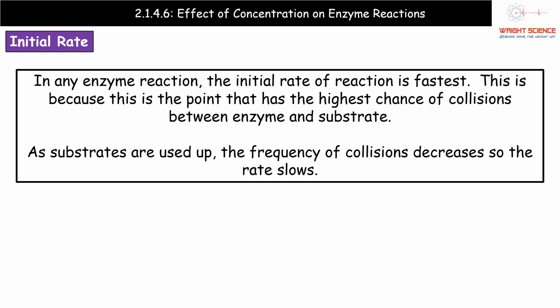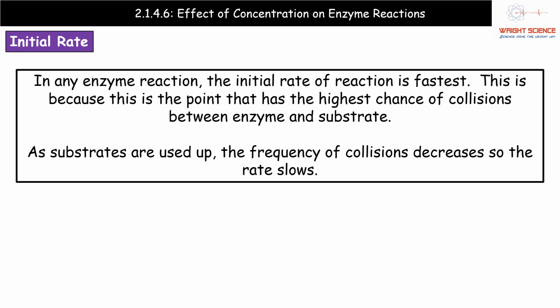When we're considering these enzyme reactions, we really should consider this concept of the initial rate of reaction. In any enzyme reaction, the initial rate of reaction is going to be its fastest rate. And quite simply, the reason for that is this is when we've got the highest probability of a collision between the enzyme and the substrate, because that's the point that those two are in their highest concentrations.